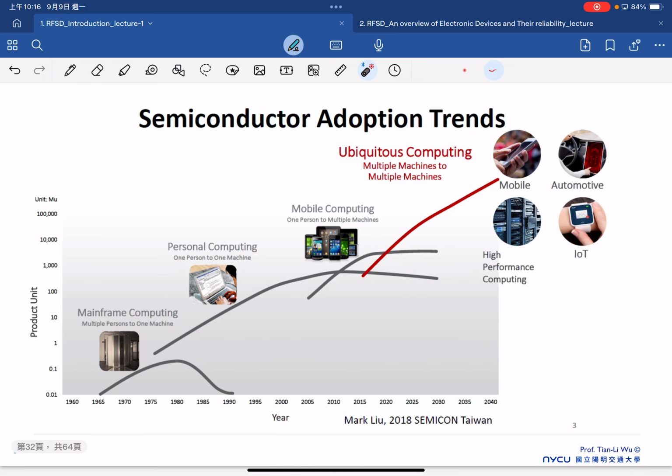Of course, regarding the semiconductor adoption trend, we are very lucky to be in an age where semiconductor technology is booming. So many electronics right now need an advanced semiconductor device. From the early mainframe computing to personal computing to mobile computing, and nowadays every computing device needs to be connected with each other, all are enabled by semiconductor technologies.